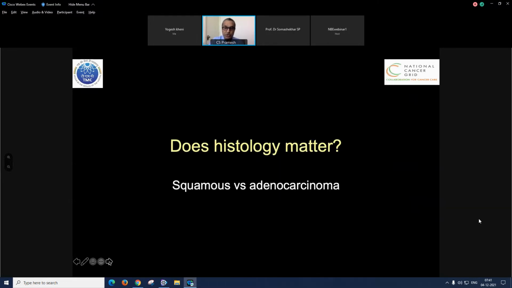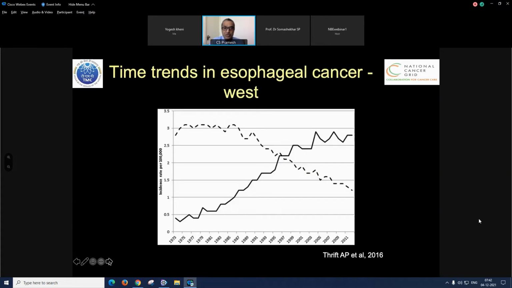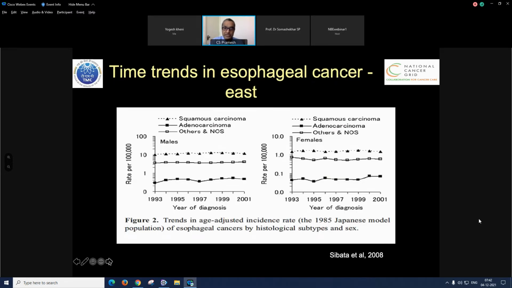So I'll go to the first issue we should discuss, whether histology matters, the issue of squamous versus adenocarcinoma. As you might well know, any chapter on esophageal cancer starts with this kind of data, which shows that esophageal adenocarcinoma has been one of the most rapidly growing cancers in the West, and it has had more than a 400% increase in incidence in high-income countries. On the other hand, when you look at Eastern countries like Japan or India, it has been more or less a straight line. There have been marginal variations in the incidence of squamous cancers, which far outnumber the incidence of adenocarcinomas. And currently what we see in India is roughly an 80-20 split.